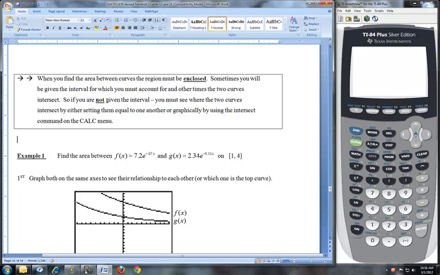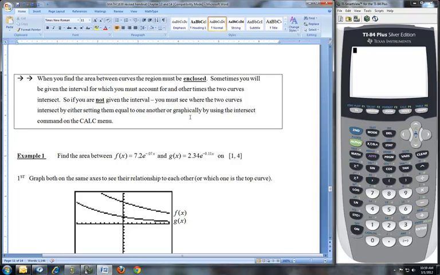When we're finding the area between curves, the region must be enclosed. Now, when they're referring to area between curves, this does not mean with respect to the x-axis. This is actually two curves that have nothing to do with the x-axis. So sometimes you will be given the interval for which you must account, and other times the two curves intersect. So if you are not given the interval, you must see where the two curves intersect by either setting them equal to one another and solving algebraically, or graphically by using the intersect command on the calc menu.